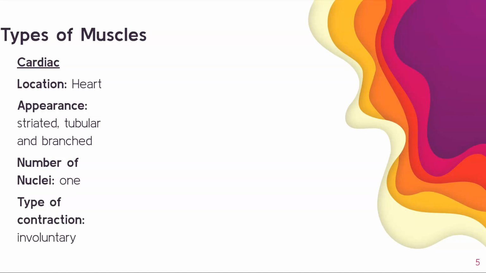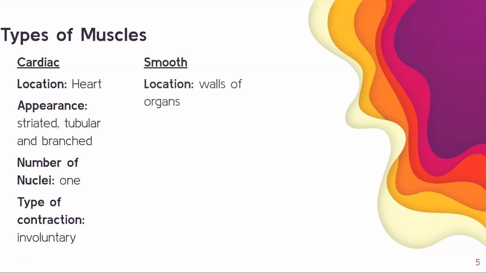And the type of contraction it goes through is what we would call involuntary, meaning we don't actually make it contract. It does it on its own from other signals that are sent around our body. So involuntary means not done by thought or not done by us. It's done all on its own. Our brain regulates it. We don't think about it. It's just done.